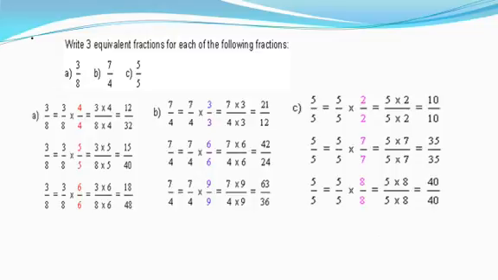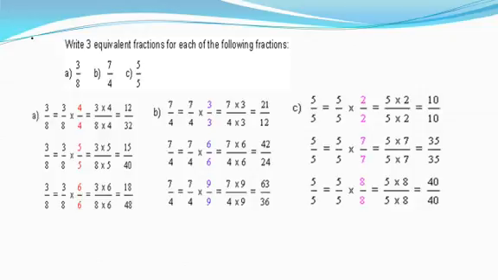3 over 8. Multiply the numerator and the denominator by 4. It gives 12 over 32. If you multiply by 5, we get 15 over 40. Multiply by 6, we get 18 over 48. So for 3 over 8, we get 3 equivalent fractions: 12 over 32, 15 over 40, 18 over 48.